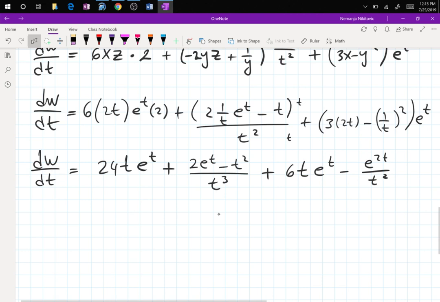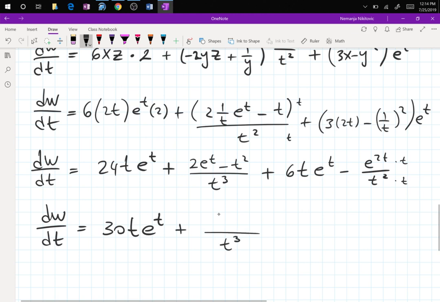Great. So we can combine these terms just to make it nicer. 24 plus 6 is 30 t e to the t. And now we make this one into a t cubed by multiplying by t, so we can combine the two fractions together. So we get plus over t cubed. And what do I have here? I have 2e to the t minus t squared minus te to the 2t.